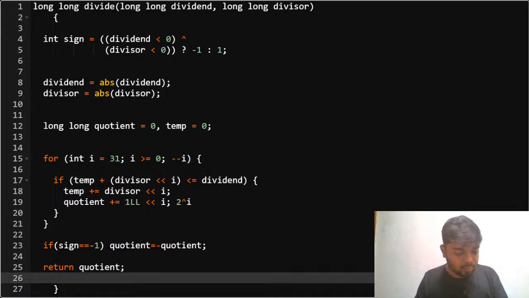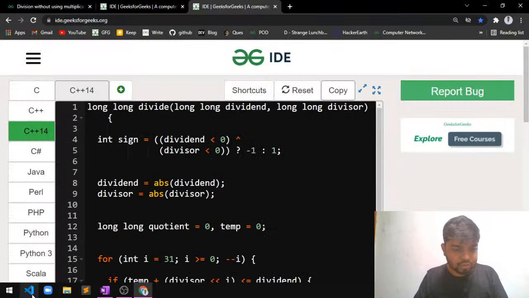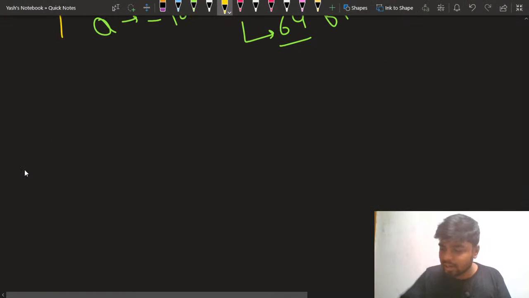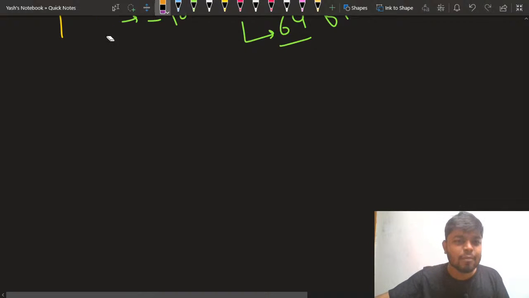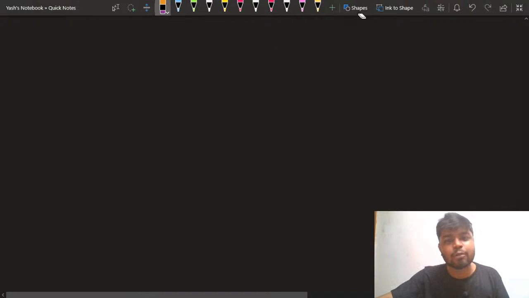Shruti is saying +1, okay. Now one more thing that I want to say: what is the time complexity? Can anyone tell me what will be the time complexity for this approach?